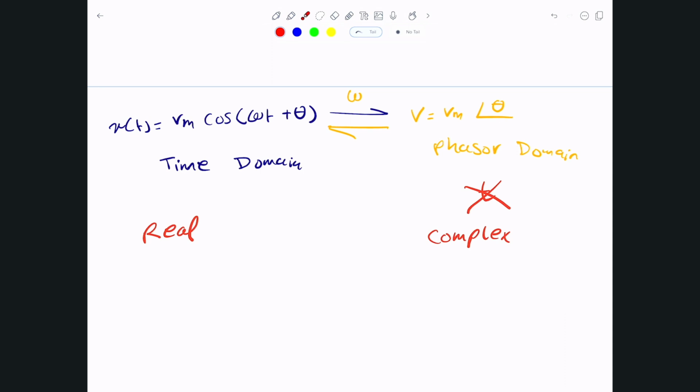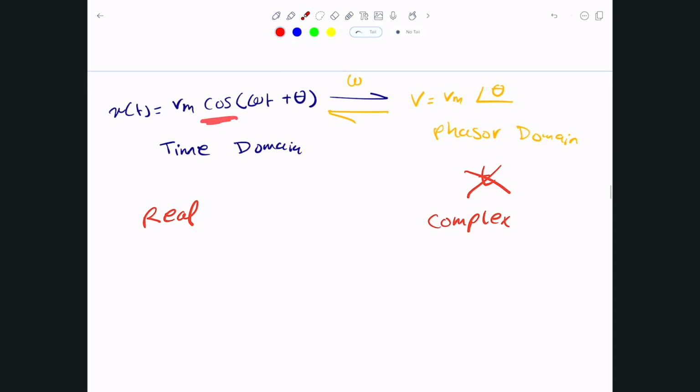And one last comment: when you do these phasor transforms, I have explained it to you with a cosine, but sometimes we have a sine instead of cosine, or maybe a negative sign or something like that. By convention, convert all the sinusoids you have into a positive cosine and then do the transform. That's by convention. You don't have to follow this convention.